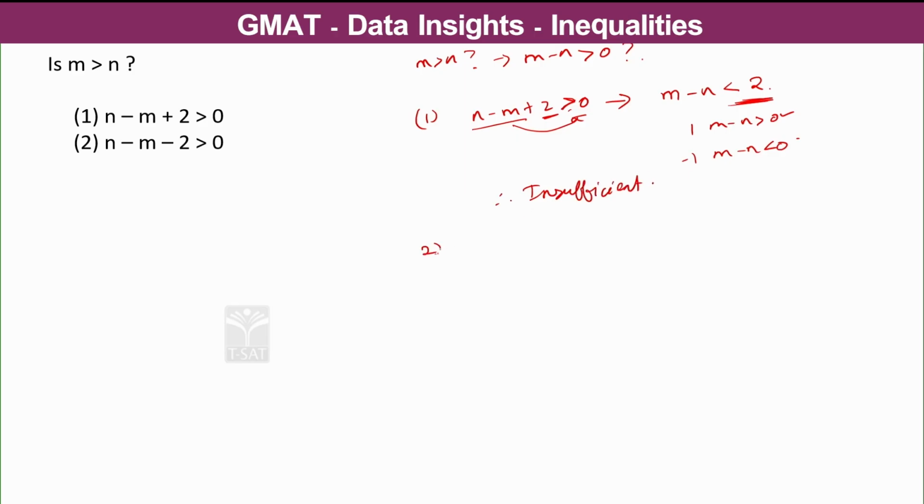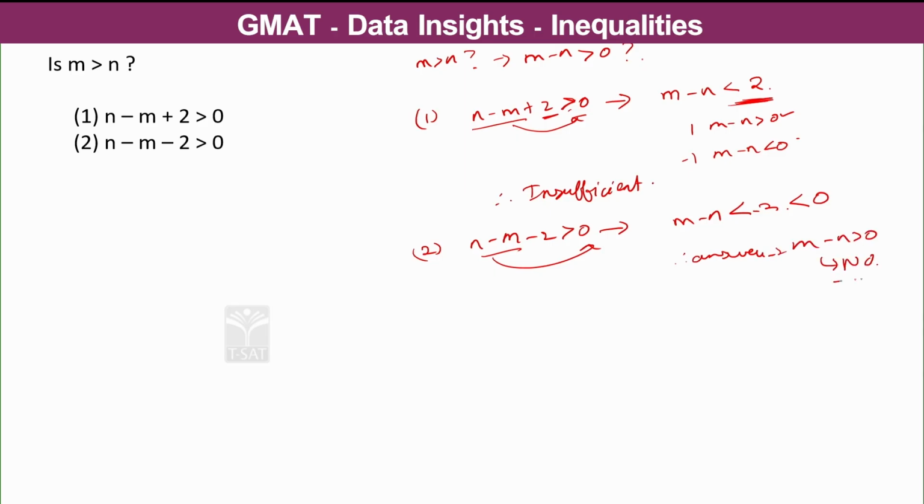Now, the second statement tells us that n minus m minus 2 is greater than 0. So, taking n minus m to the other side, you have m minus n is less than minus 2. When it is less than minus 2, then definitely it will also be less than 0. So, you can definitely answer the question. Is m minus n greater than 0? You can definitely answer it as no. So, therefore, this statement alone is sufficient.